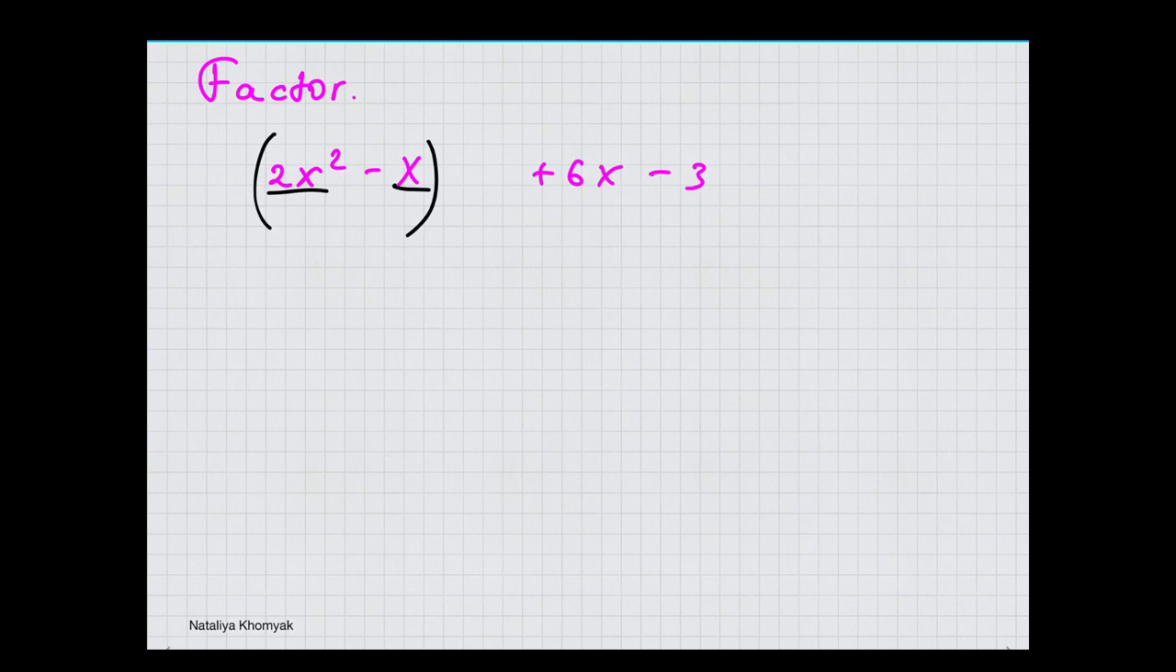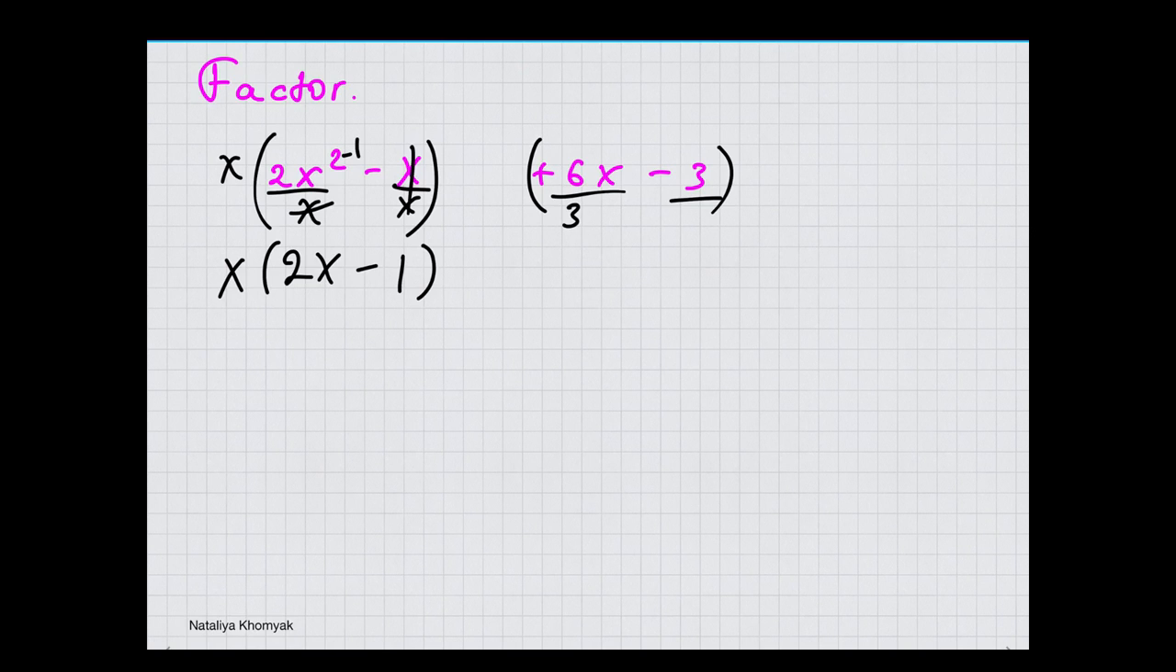Out of the first 2 terms, we can take out x, and the first parenthesis will simplify into 2x minus 1. Now we have the other 2 terms to factor, and we can take out 3 out of both of them. We are taking out positive 3, and that's the number that will go on the outside. So we have plus 3. 3 goes into 6 2 times, 2x minus 1.